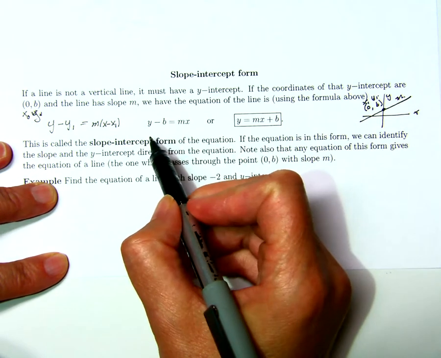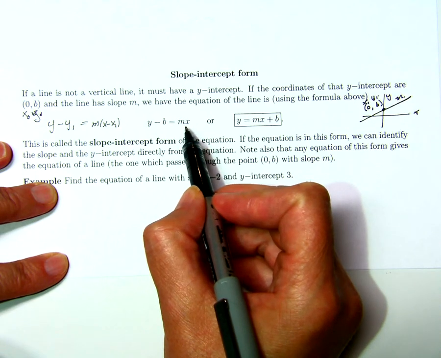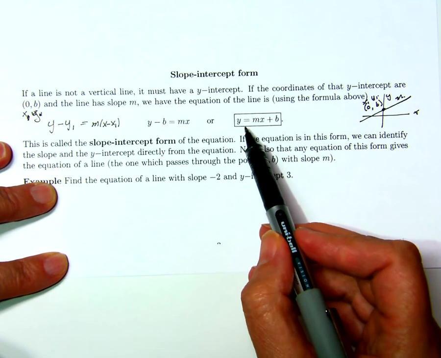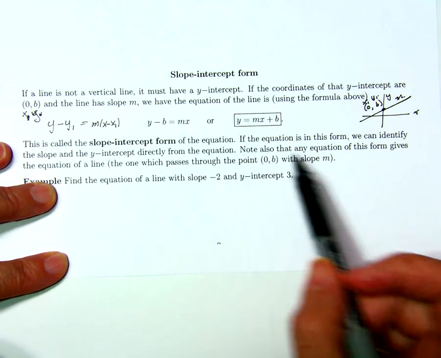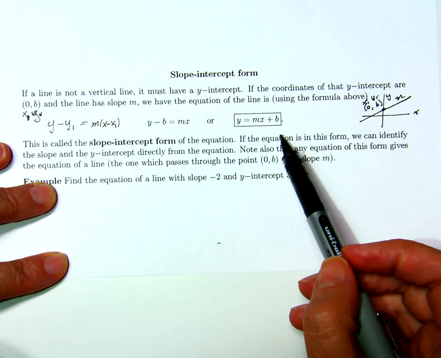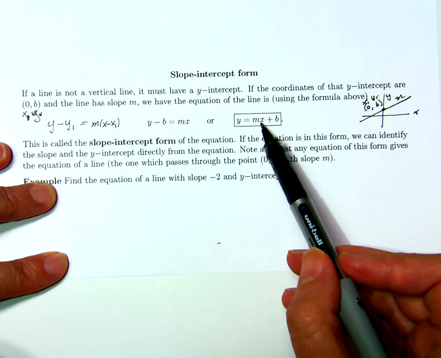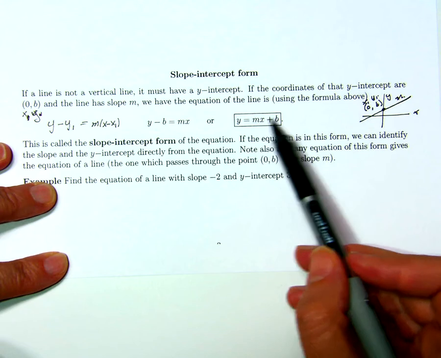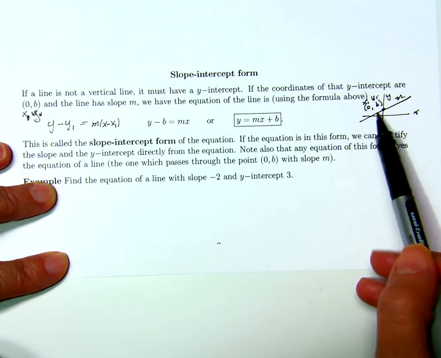So we have y minus b equals m times (x minus 0), and that means that the equation of the line looks like this: y equals mx plus b. And this is called the slope-intercept form of the equation, because if I see an equation in this form, and I know it's the equation of a line, I can identify the slope immediately. It's the coefficient of x, as long as the y is on one side and everything else is on the other side. And the y-intercept is at b, or at (0, b) to be more precise.